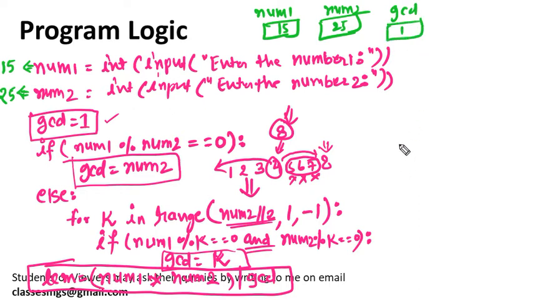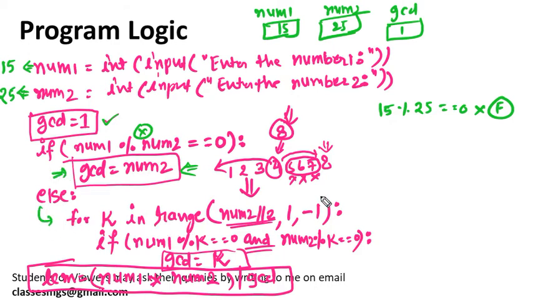By default GCD will be 1, because if both the numbers are not dividing each other or there is no common divisor, then 1 is always the divisor of every two numbers. So we will consider 1 as the default GCD. We are going to override this GCD if we find any number that is greater than 1 and dividing both the numbers. Okay, so number 1 % number 2, means 15 % 25, whether it is 0, no it is not, so the condition is false. So we are not going to execute this statement, and we are coming to the else part.